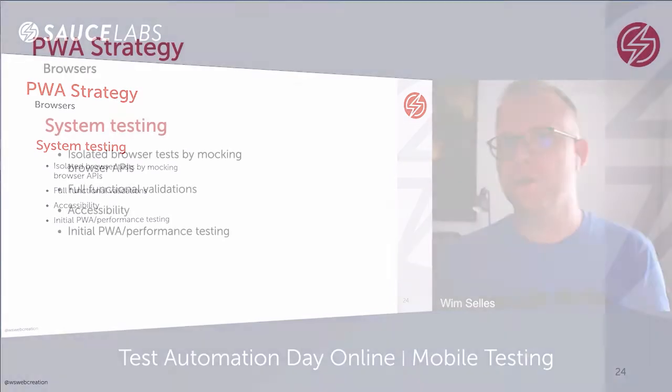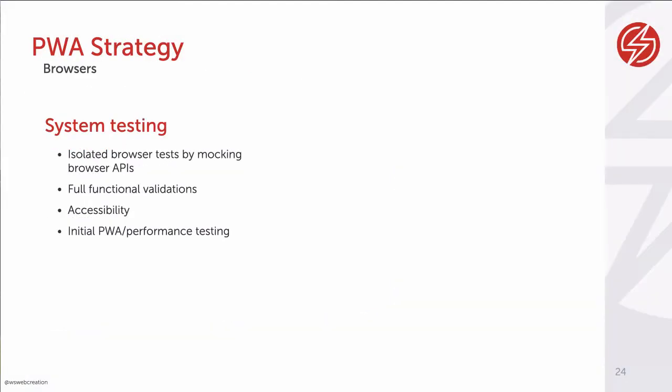You can already do full functional validations. Small features can be tested, but also the complete flow can already be tested here. And there are a lot of accessibility libraries that could help you do some verification on accessibility. And last but not least, what you can also do here is an initial PWA/performance testing part.